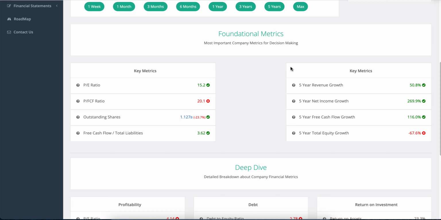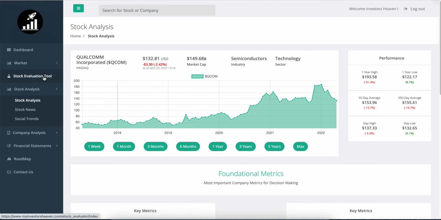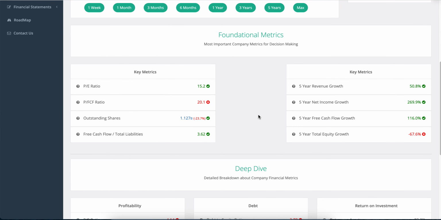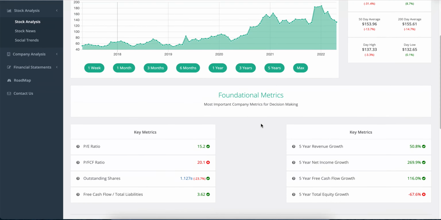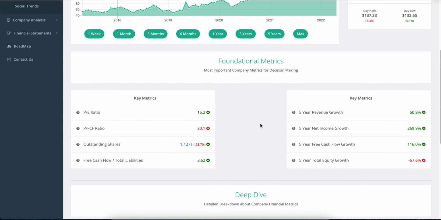This kind of pictures the whole story, and we will examine the stock evaluation tool, which is at the end the most important thing really. This gives us the green light or the red light, and then we can go to our stock evaluation tool and find the details about how much to pay.